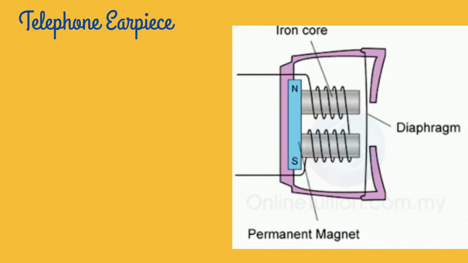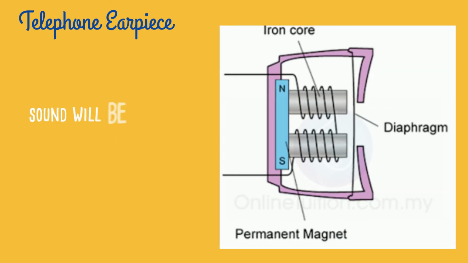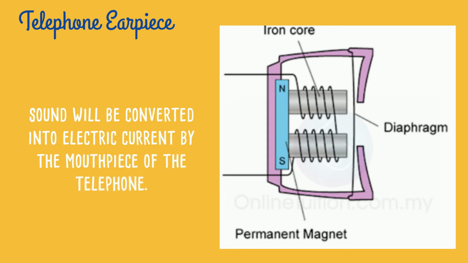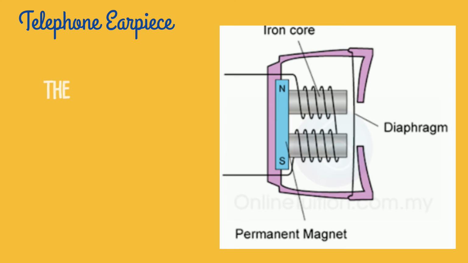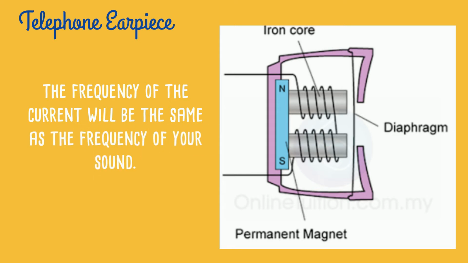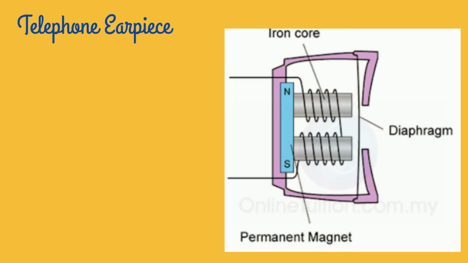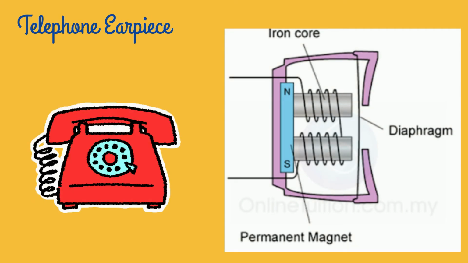When you speak to a friend through the telephone, your sound will be converted into an electric current by the mouthpiece of the telephone. The current produced is a varying current and the frequency of the current will be the same as the frequency of your sound. The current will be sent to the earpiece of the telephone of your friend.